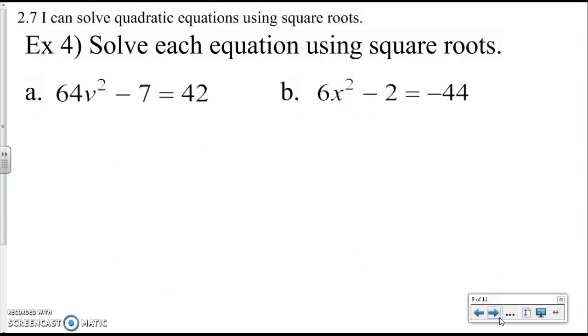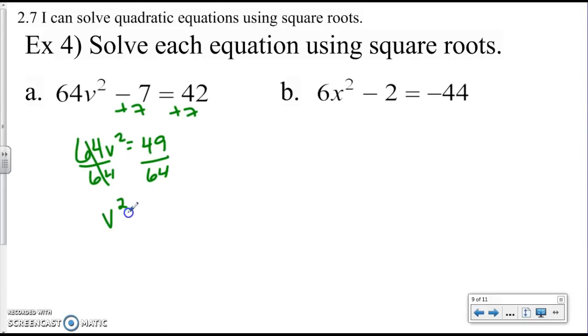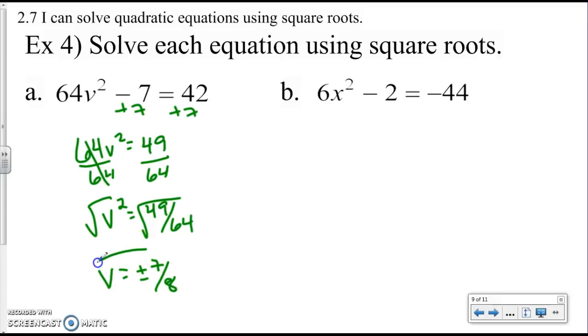Okay, let's keep going. This one's going to be kind of special. Get that v squared alone, so I'm going to add 7 to both sides. Notice that this time I can't divide that 64. It doesn't go in nicely. So I'm going to leave it as a fraction. And I'm going to take the square root of both sides. To take the square root of a fraction, you just do the top and bottom separately. So the square root of 49 is 7, the square root of 64 is 8, and you get plus or minus 7/8 for your answer.